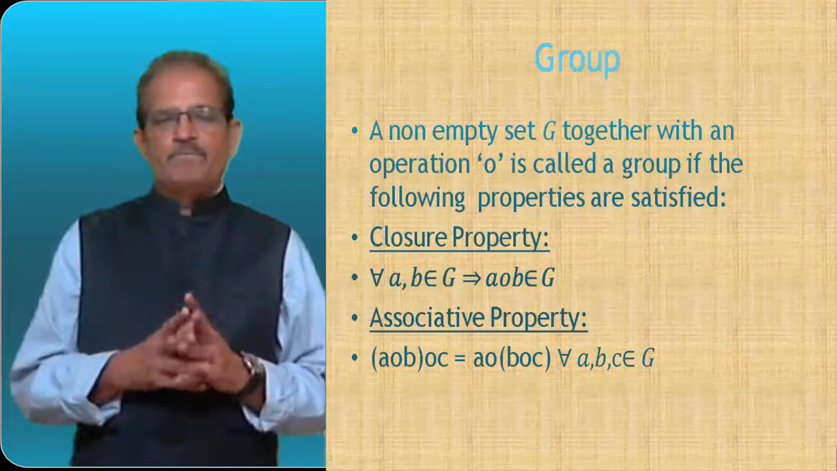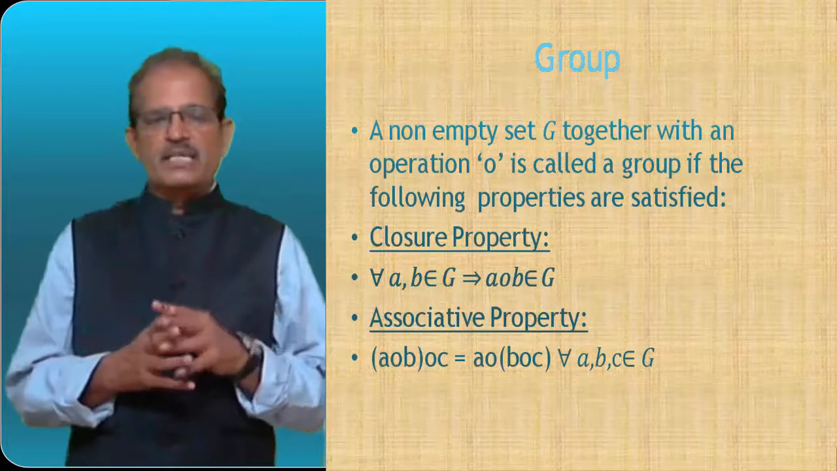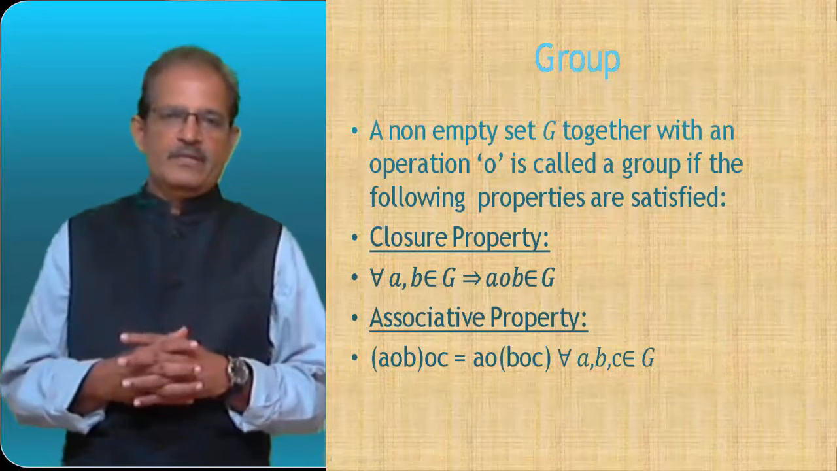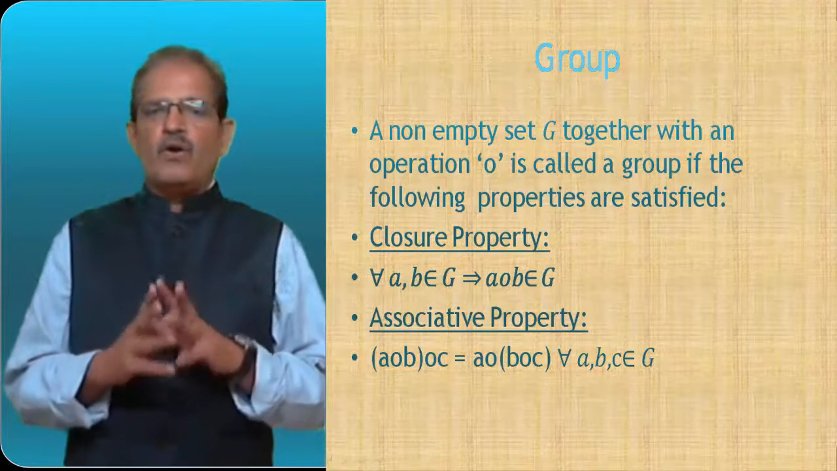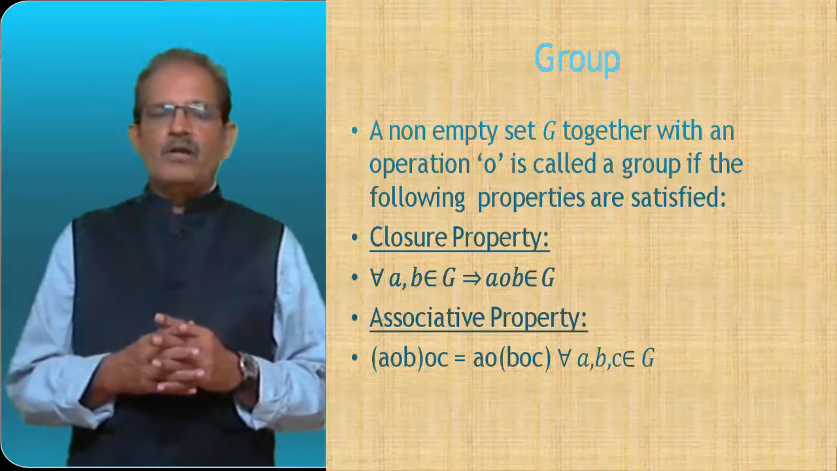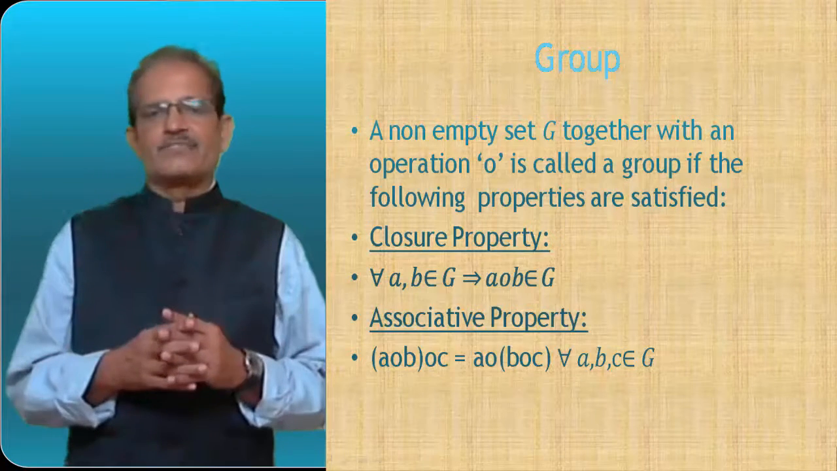Second is associative property. So (a o b) o c is equal to a o (b o c). This should be true for all elements of G. If that is satisfied, then we say associative property is satisfied.